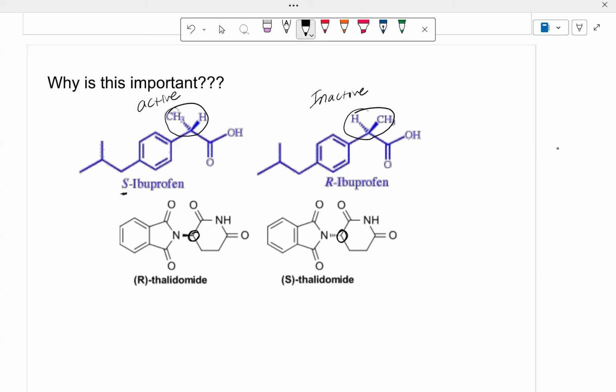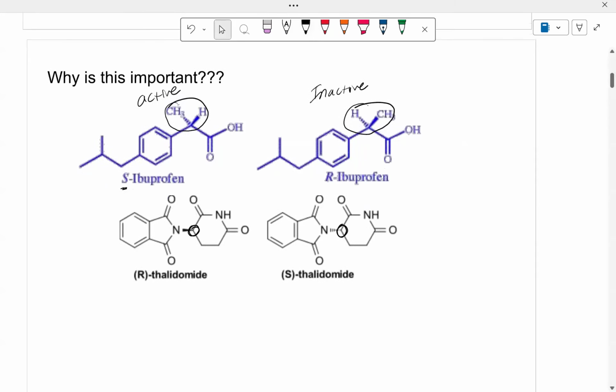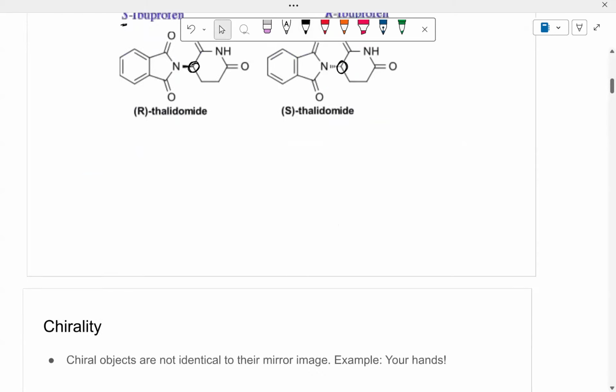So obviously not a great thing, but these are just a couple of examples illustrating why we care about stereochemistry and why this is important. If you take biochemistry, you're going to see even more examples of this in action.